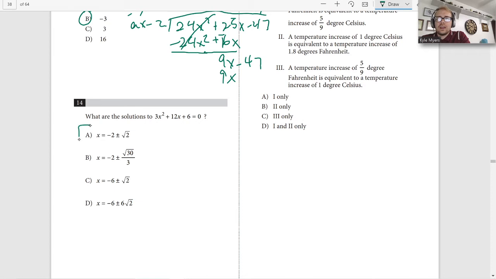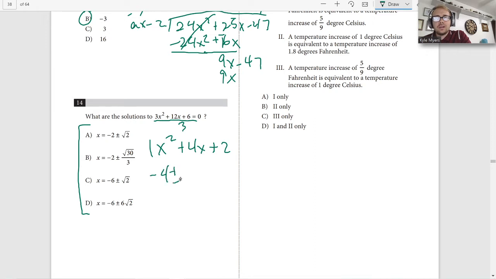All right, so number 14, what are the solutions to this? If you look at the answer choices, they're all in the form of the quadratic equation. So obviously the quadratic formula has to happen. But before you do, you want to make your life as easy as possible. So divide everything by 3 first, and you get that, that, and that. So then A is 1, B is 4, C is 2.